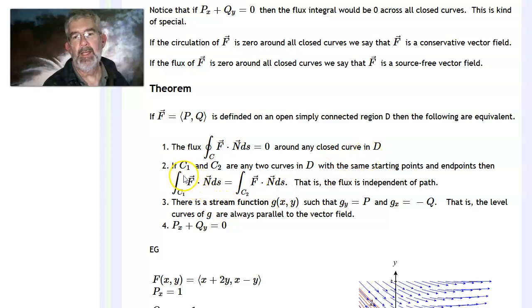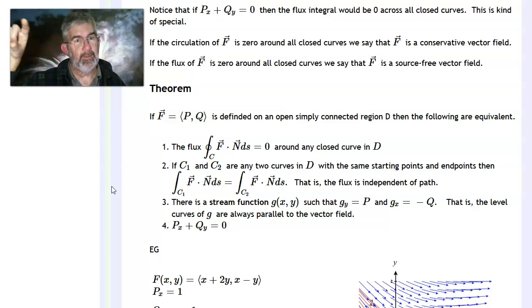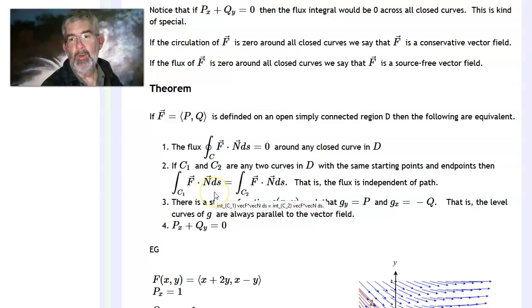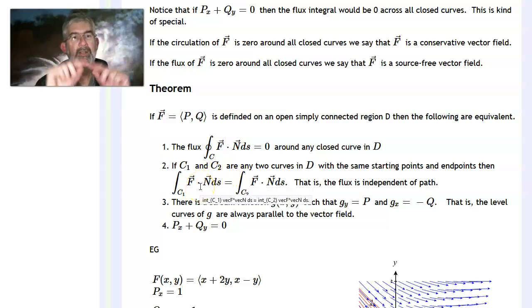That's equivalent to saying that if you've got two curves, C1 and C2, in this domain D, with the same starting points and the same ending points, so C1 and C2 both start here and they both end there, they may take different paths to get there. But if you've got a vector field where, for any two paths that start and end in the same place, the integral is the same, the flux integral is the same over both of them, then we call this independent of path. So if the vector field is independent of path, that's equivalent to saying that the flux integral around any closed curve is going to be 0.